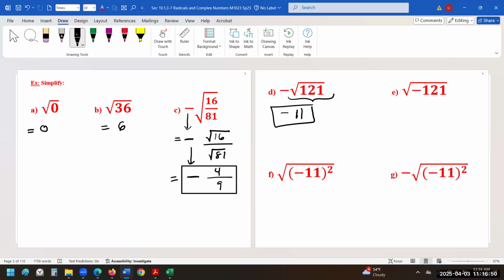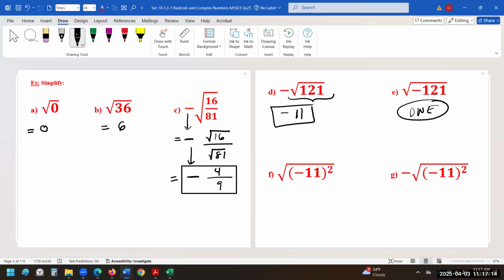How about E? The negative you have, is it inside or outside the radical? Good. For now, okay? But later, when you learn about imaginary numbers, it will not be undefined anymore.